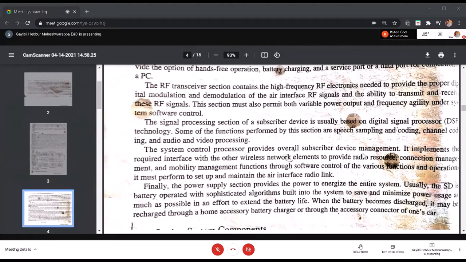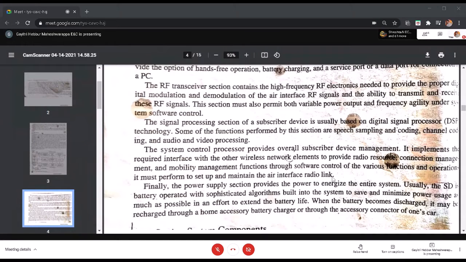And also connection management. Okay. So what is the signal strength? And connection management means the handoff operation also comes into the picture while transmitting and receiving the voice or any data, and mobility management. So this is also handoff operation, functions through software control of the various functions and operations. It must perform, set up and maintain the air interface radio link.